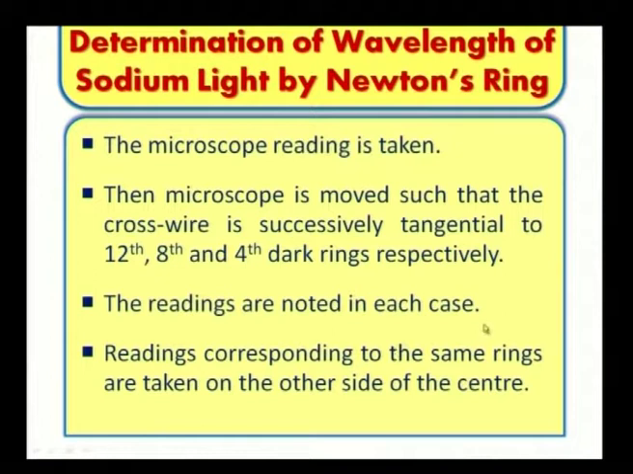Then the microscope is moved such that the crosswire is tangential to the 12th, 8th and 4th rings, as I told you just now. The readings are noted in each case. Readings corresponding to the same rings are taken on the other side of center. So, if you take the reading for the 12th ring on the left, then 8th, 4th, then you go to the 4th again, 4, 8, 12, 16 on the right side.